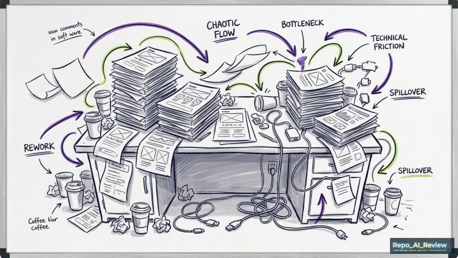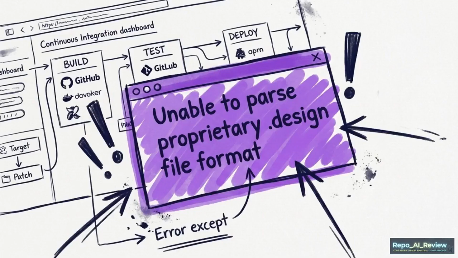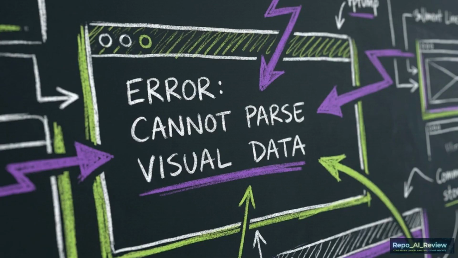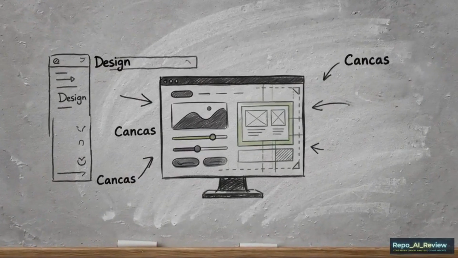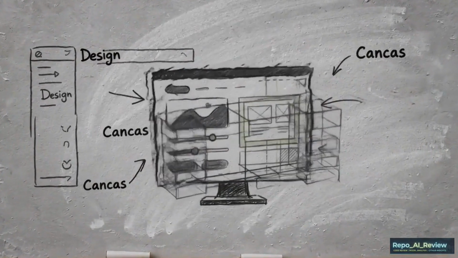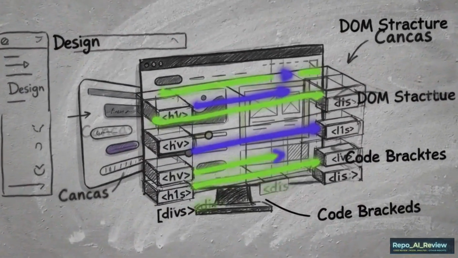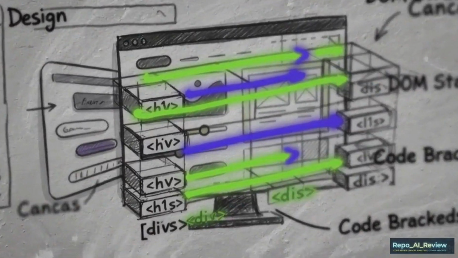The friction scales as the company grows. When engineering teams try to build automated continuous integration pipelines, those design files remain completely opaque to the codebase. The computers can't read what the designers drew. Solving this requires an architectural inversion. Instead of building a better canvas, the goal is to eliminate the canvas layer entirely.